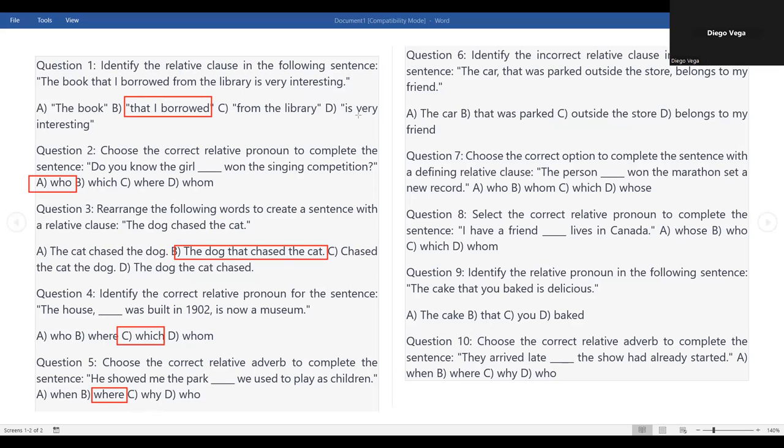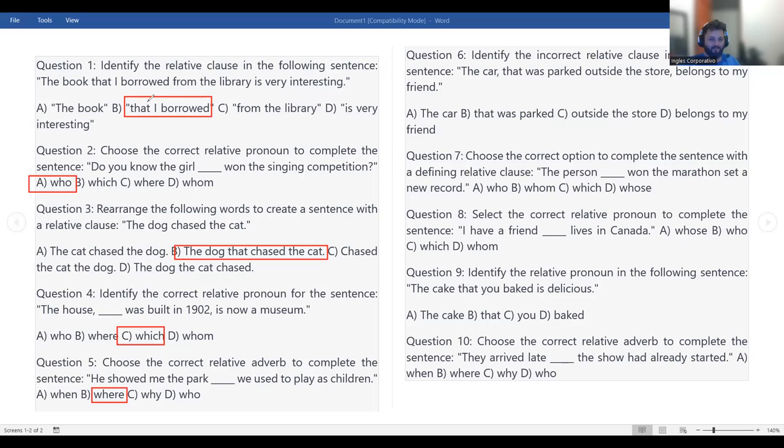Because a pronoun doesn't refer to a person or an animal or an object. So if you notice, guys, thank you very much, right after that we have a verb. Right after which, we have a verb. Right after that, hold on. That I borrowed.